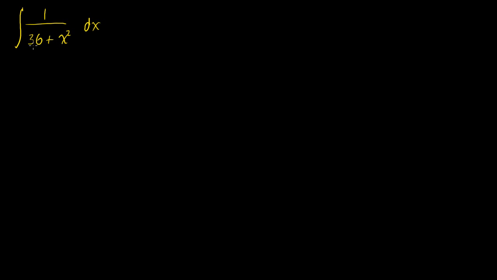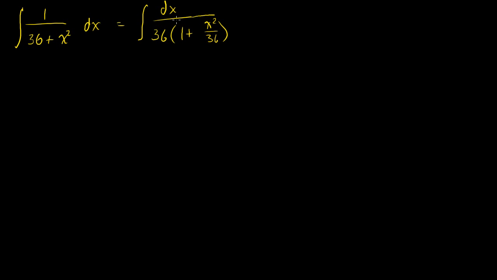So the first thing I always do, and this is just the way my brain works, I can see this as a constant plus something squared, which tells me I should use a trigonometric identity. But I always like it in terms of 1 plus something squared. So I'm just going to rewrite my integral as the integral of dx over 36 times 1 plus x squared over 36. That's another way to write my integral.